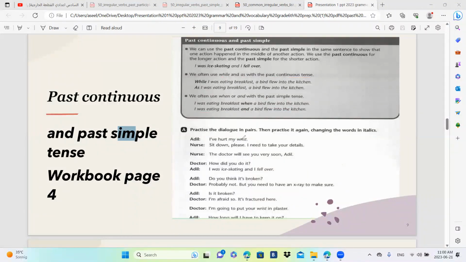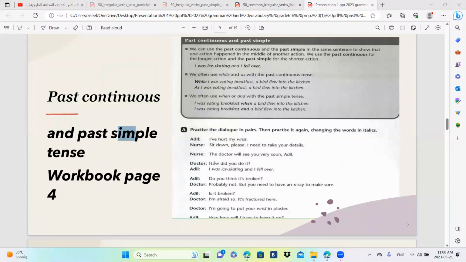Adel: I have hurt my wrist. Nurse: Sit down, please. I need to take your details. The doctor will see you very soon. Adel: Doctor, how did you do it?